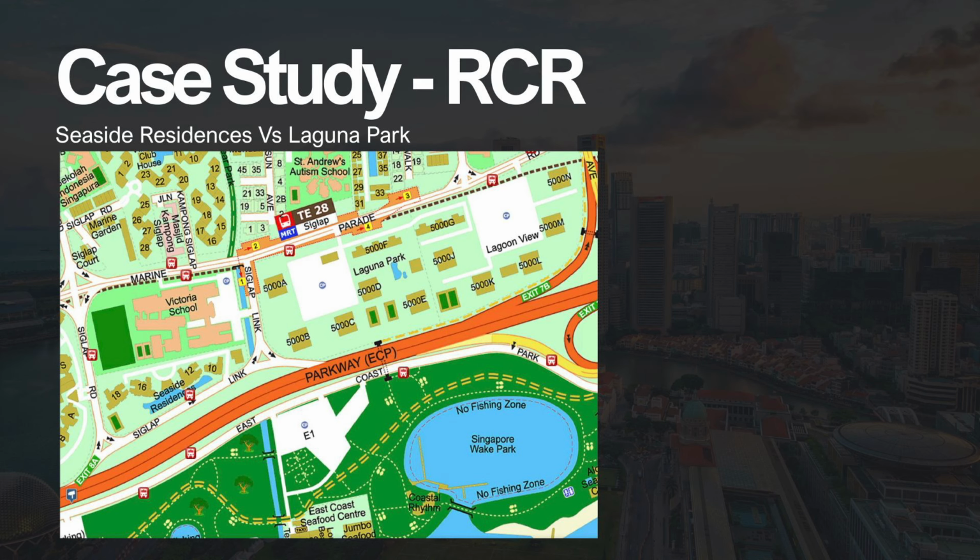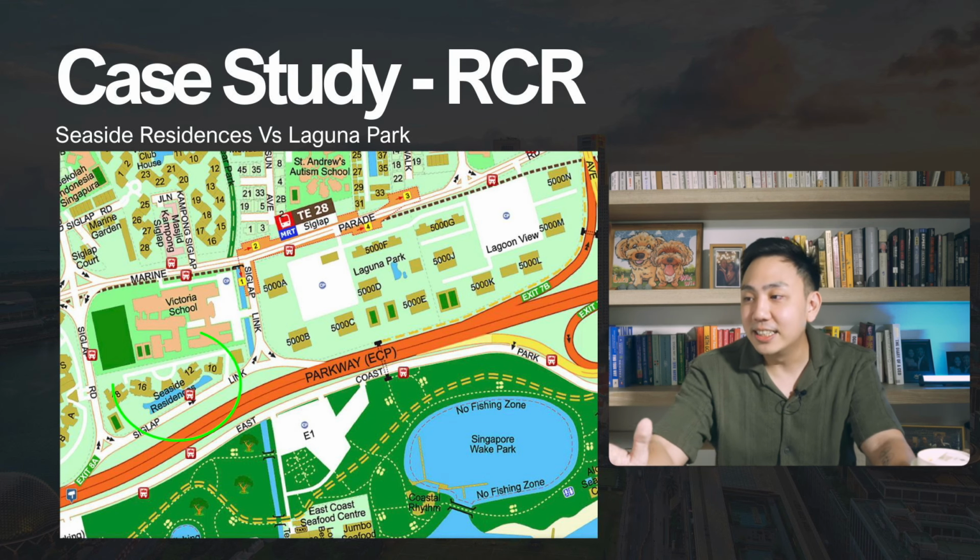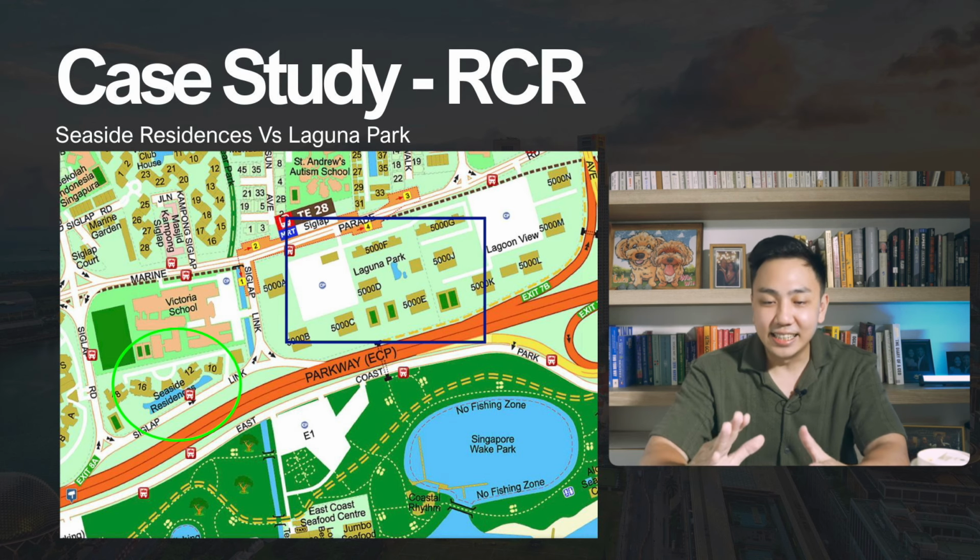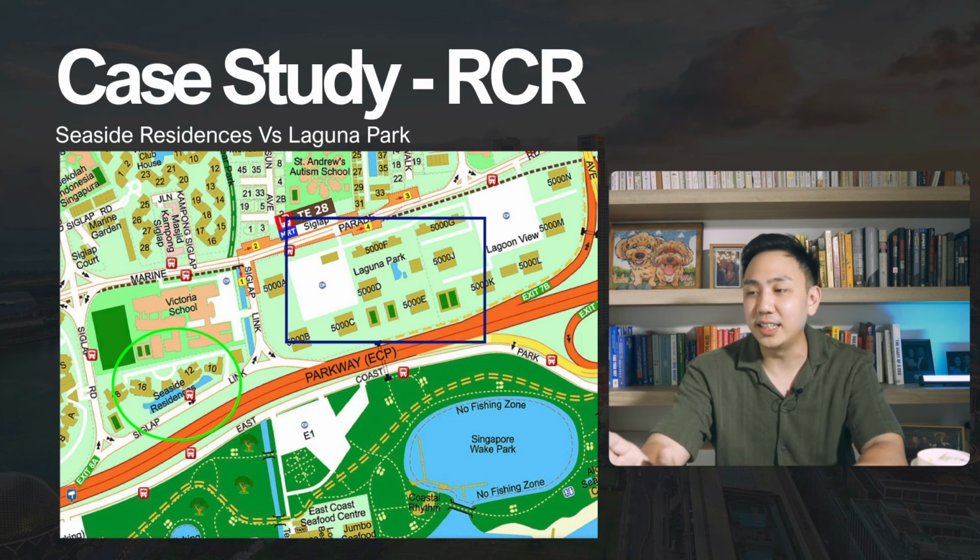Let's move on to RCR. For RCR, we'll use this example of Seaside Residences and Laguna Park. Seaside Residences has been the talking point for most of the experts out there, where it showcases why you can buy a new launch because of the appreciation, which is not wrong, because the Seaside Residences owners make a lot of money as well. But if you compare Seaside Residences and Laguna Park, the distance is almost side by side. I would say the distance is maybe a 500-meter difference, but look at the price appreciation.